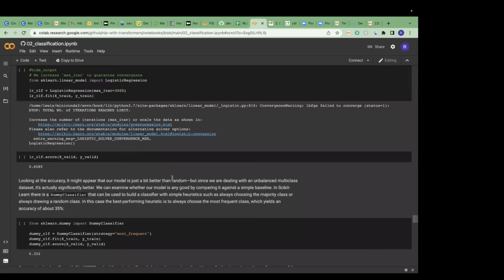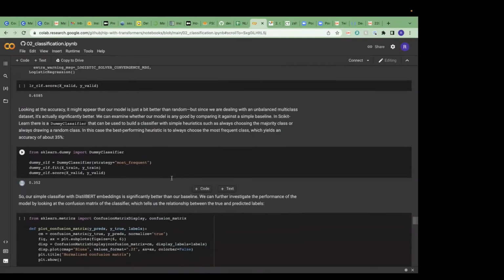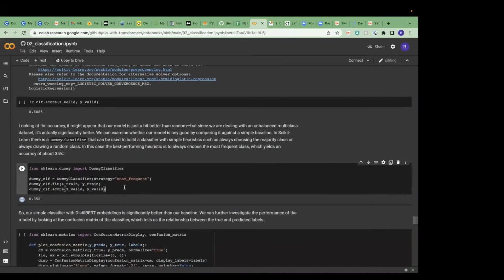Yeah, they used a dummy classifier before. So a dummy classifier is 0.36, 0.35. That's twice as good. In this case, the best performing heuristic is to always choose the most frequent class, which yields 35%. So the dummy classifier's strategy is most frequent, so it's labeling everything as joy. Yeah, this seems more than a bit better than random.